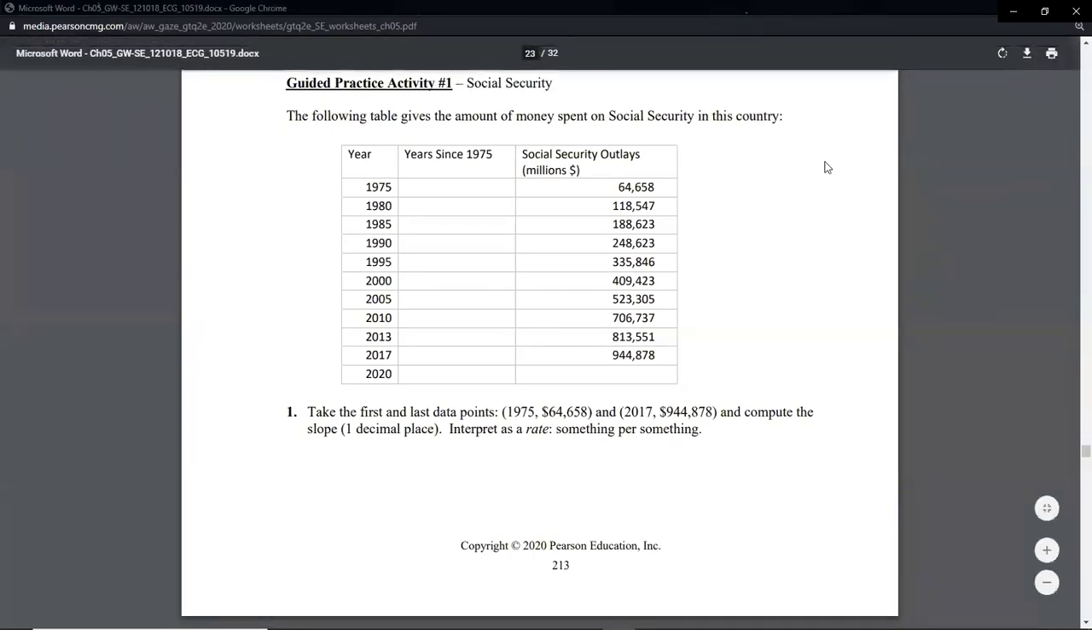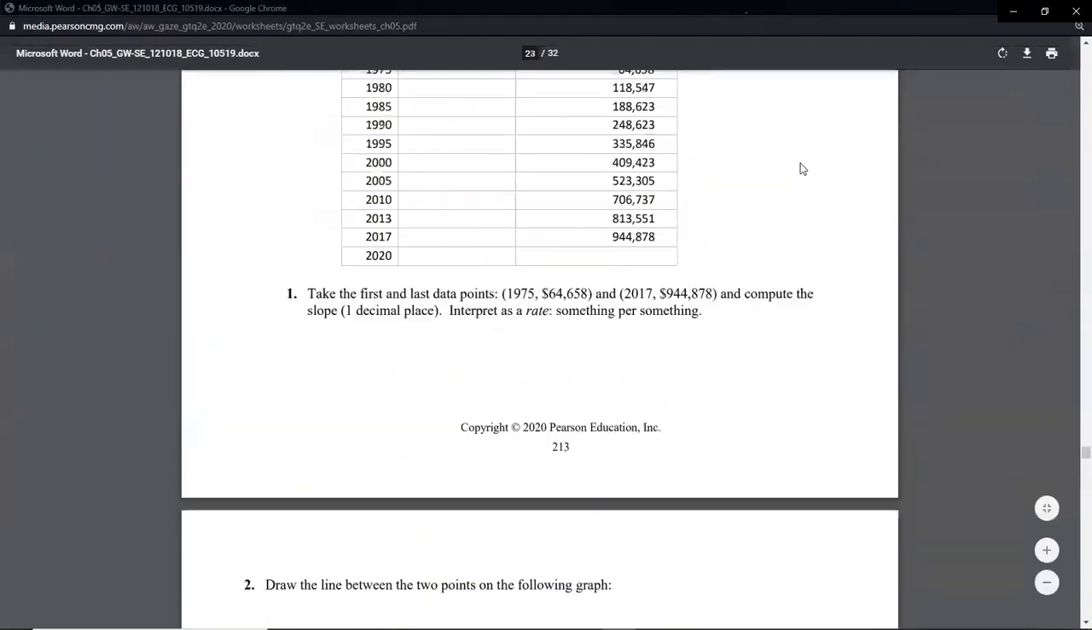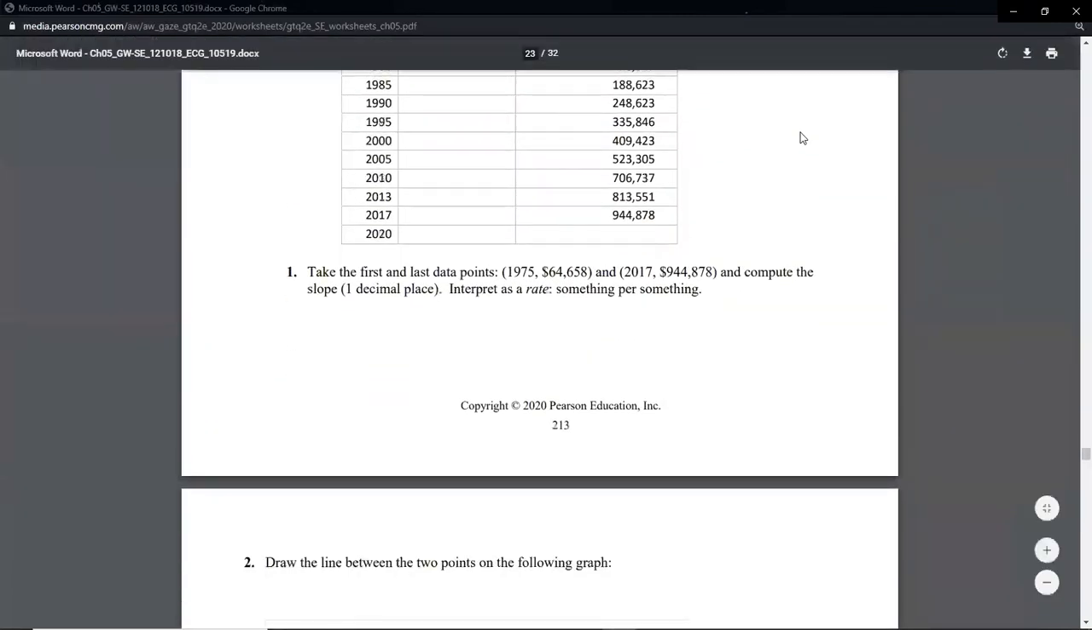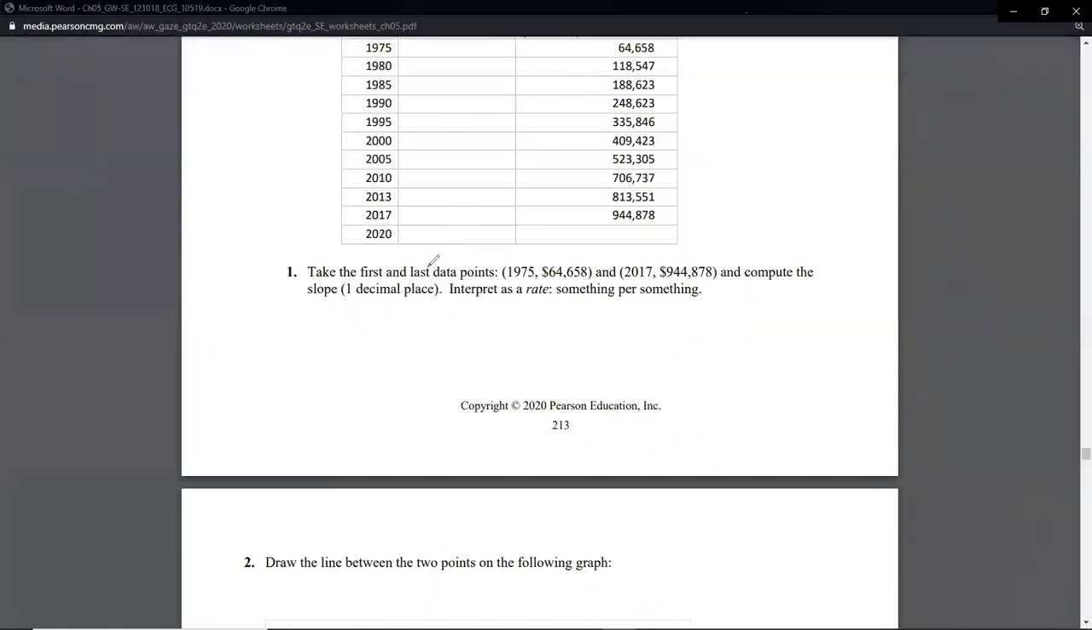All right, so I don't really think I'm going to be able to do this on another page, so you're just going to have to deal with me writing on this in my ugly handwriting without that program helping me, as well as having to erase it quickly to move on. So our slope is y2 minus y1. That's the difference of the money values, then 944,878, and then millions, minus 64,658, all divided by the change in the x values, which is 2017 minus 1975.